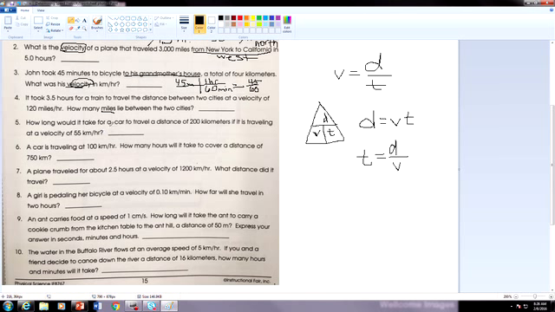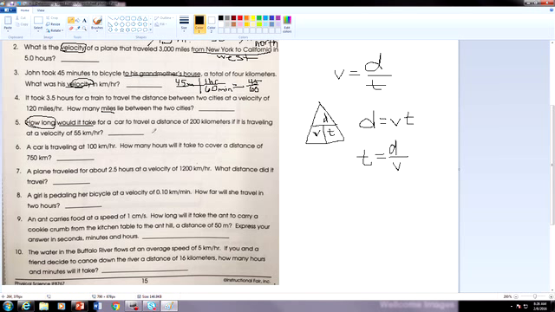So the first thing you say is what formula to use. Well, they're looking for how long. Don't let that confuse you. How long, it says how long would it take. That's time. Okay, so you're looking for the time one now. T equals D over V.